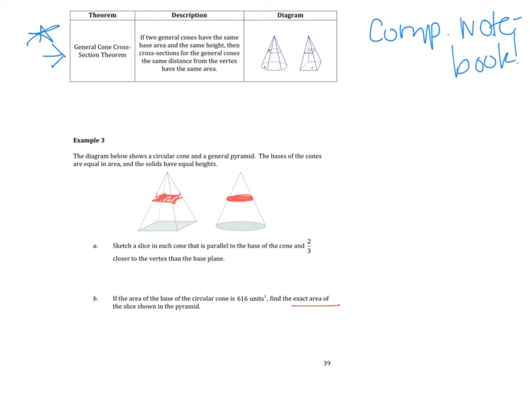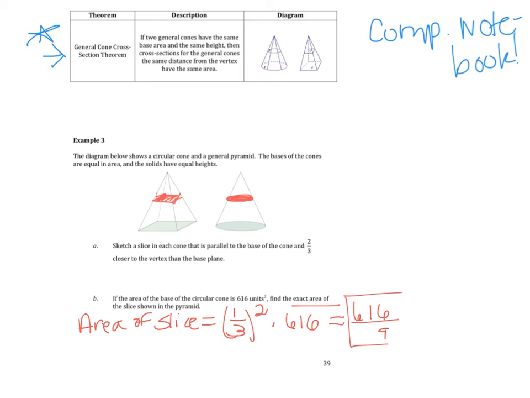So the area of the slice is equal to 1/3 squared times 616, which gives us 616 divided by 9 as the answer for the area of the slice. What an awkward number, but it works.